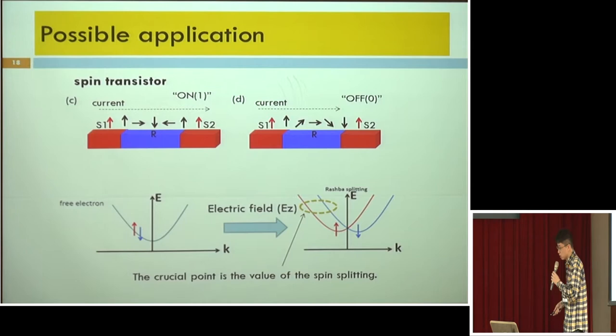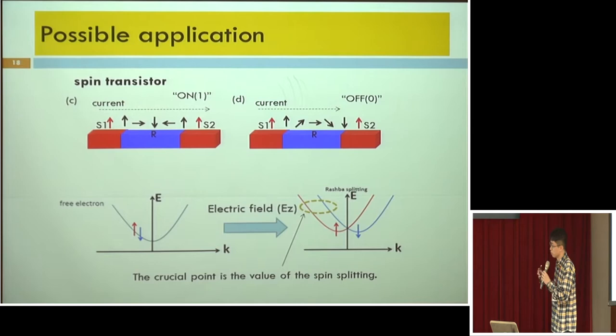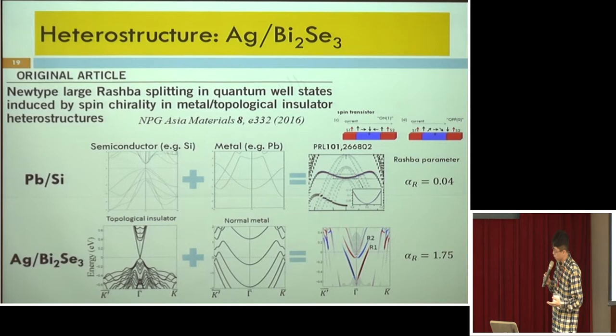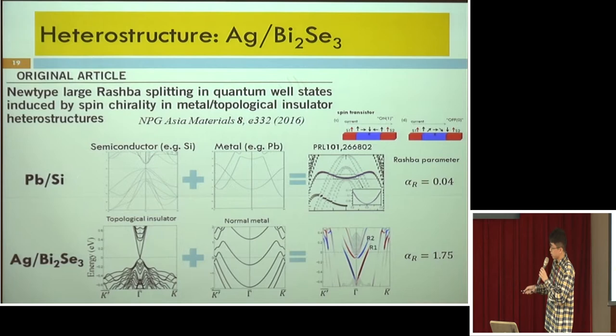So if we want to control, to flip the spin, the spin splitting value is a crucial point. Larger splitting value can reduce the device size as well as using in the room temperatures. So there are many previous work trying to make a large spin-based splitting. One approach is we can make a heavy metal on a semiconductor heterostructure using its potential gradient to induce spin-based splitting. But in this kind of systems, we can see the splitting is very, very small, and the Rashba parameter is also very small.